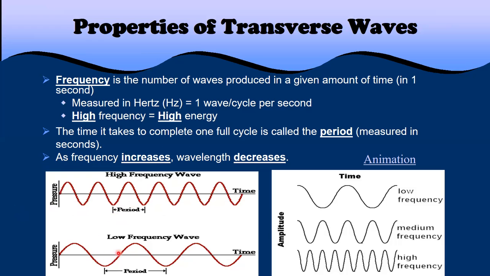Look at this second one. We have a long wavelength here, I mean, a low frequency wave, which means not a lot of waves are hitting this point. So our frequency has decreased, then our wavelength has increased. That means we have a long wavelength. Long wavelength, low frequency. Short wavelength, high frequency.